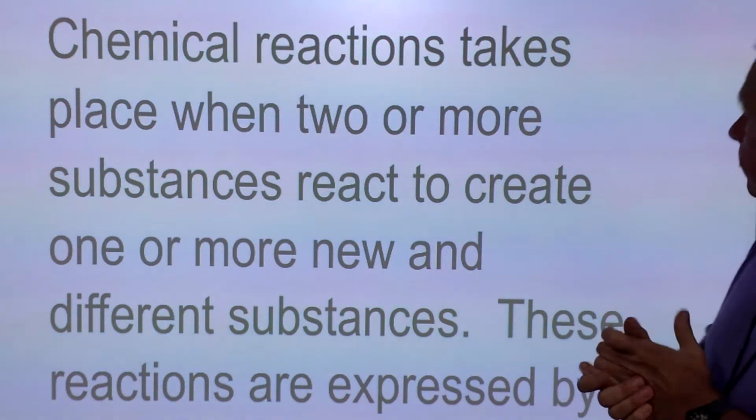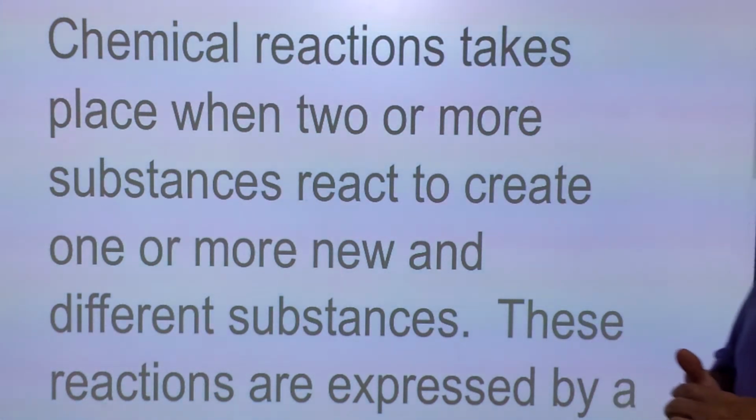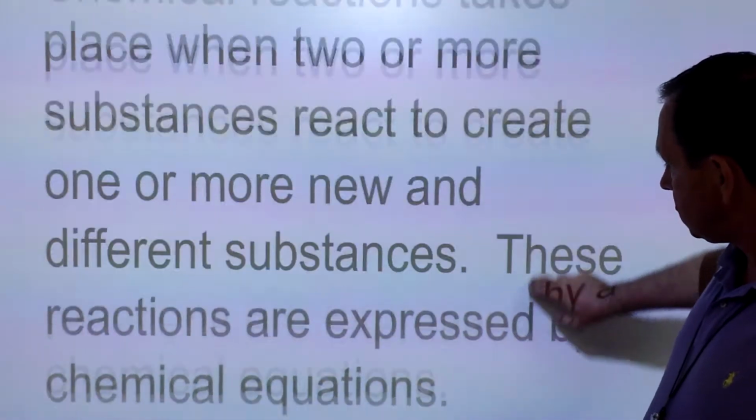Chemical reactions. A chemical reaction takes place when we have two or more substances that react to create one or more new and different substances. These reactions are expressed by chemical equations.